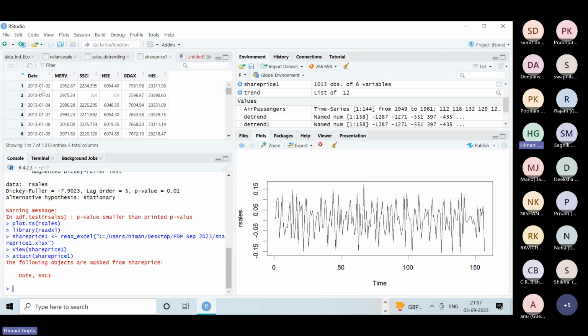And now you will see that on 2nd of January, all the countries are working. On 3rd of January, MERV is working, but SSCI is not working, NSC is not working, GDEX is working, HIS is working. Similarly, you will get various NA over here. For example, on 25th of January, these 3 countries are working, but these 2 countries are not. So now these are the empty cells. R will not work on any empty cell. R says give me the clean data. If you cannot give me the clean data, give me the instructions, and I will clean the data.